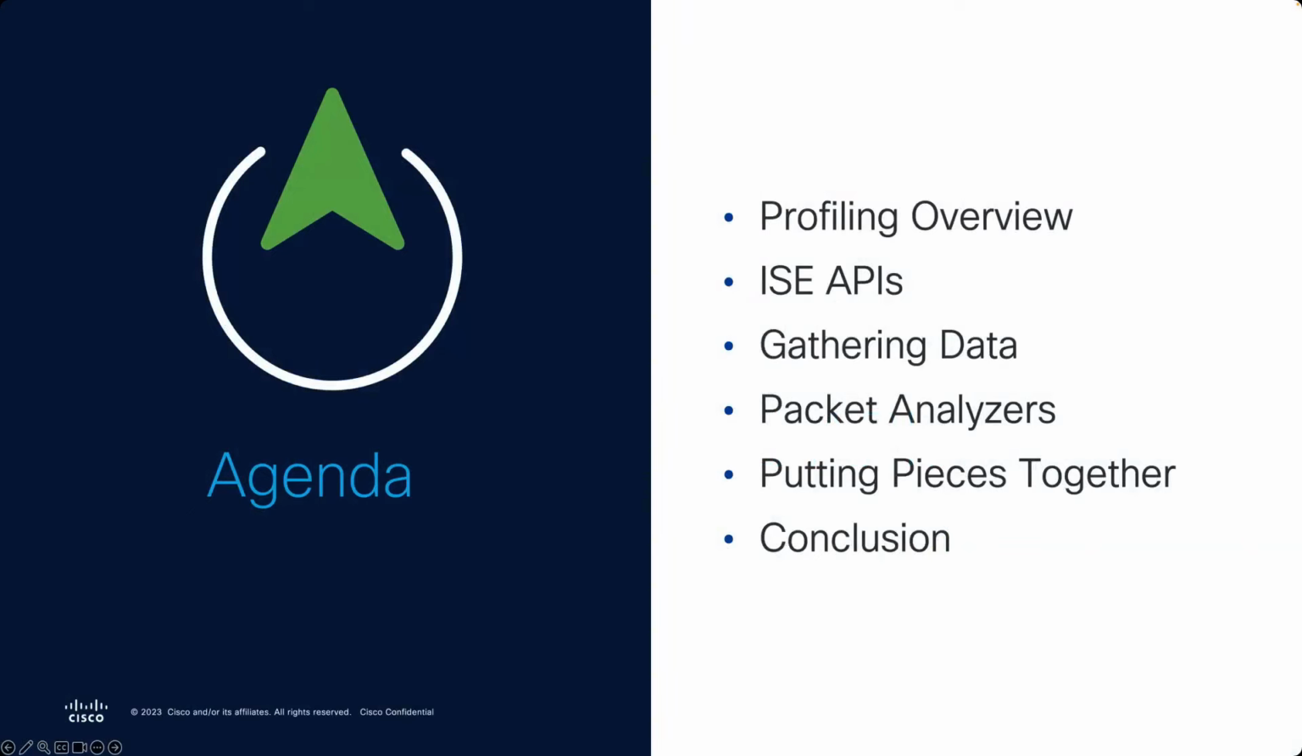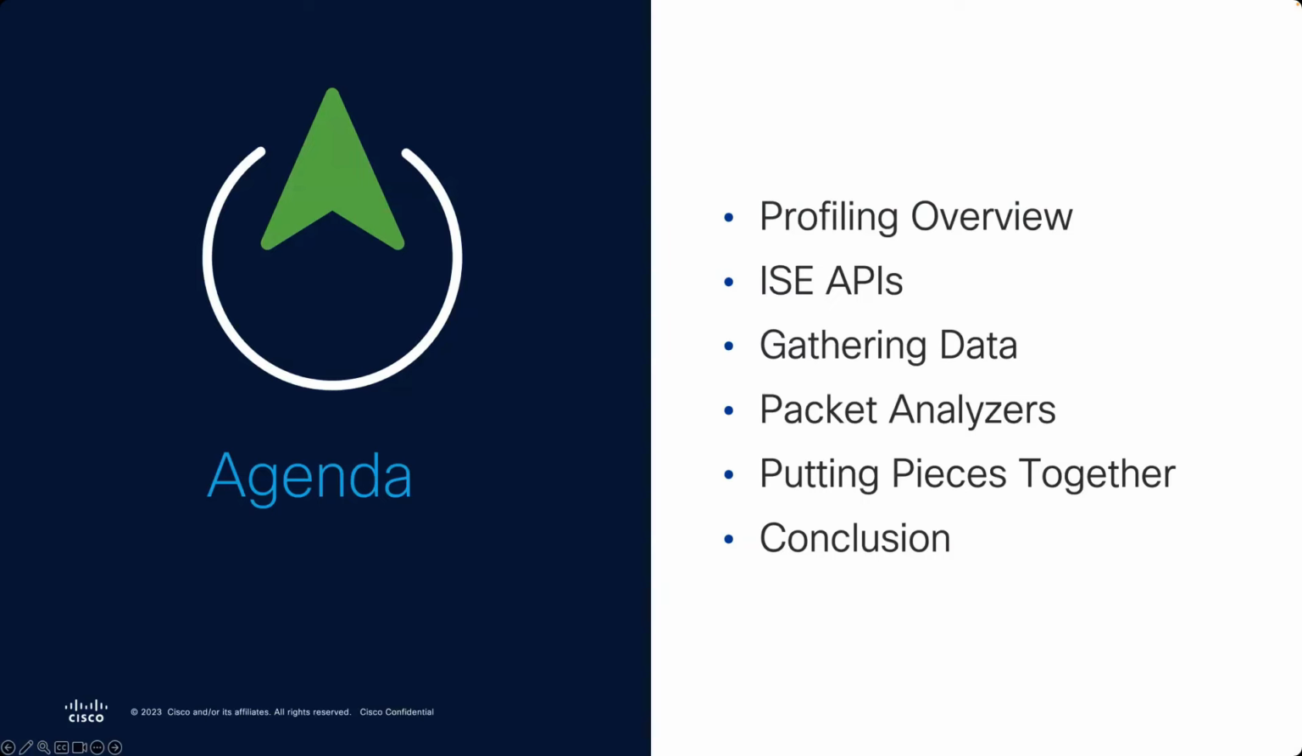And then we're going to look at how we can gather data around our environments to then send to ISE via those APIs, and what kind of data that we're sending will be gathered through a packet analyzer process. And at the end of this, we're going to wrap it all up into taking all those individual components, putting them together into a nice cohesive solution that you can deploy with the use of just a few commands.